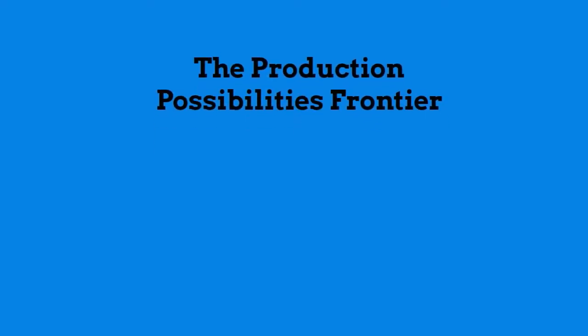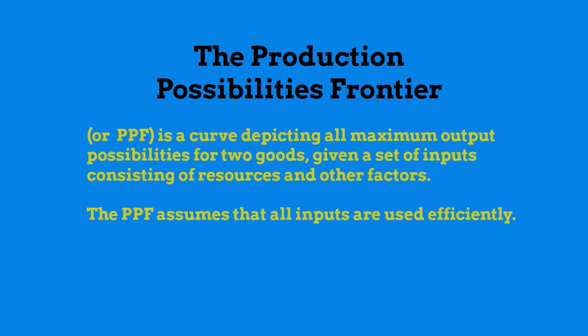The production possibilities frontier. This is a curve depicting all maximum output possibilities for two goods, given a set of inputs consisting of resources and other factors. The PPF assumes that all inputs are used efficiently.